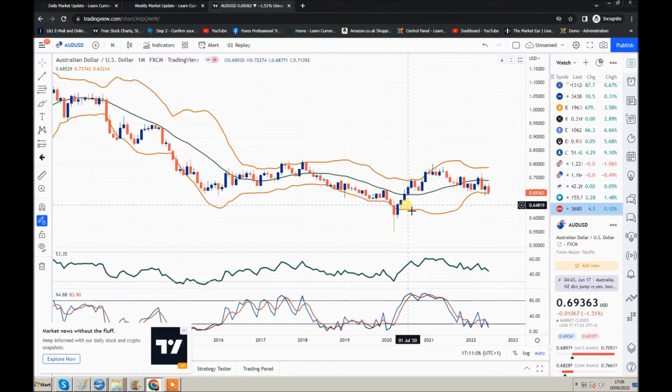Okay, so 65. This is when COVID hit. Then you get the kind of stimulus from central banks, which sent the Aussie dollar higher. But if you think about it, the global economy now is in worse shape than when COVID hit. So 65, maybe even 60, if that makes sense. So yeah, looking for a really good downside in the AUD.